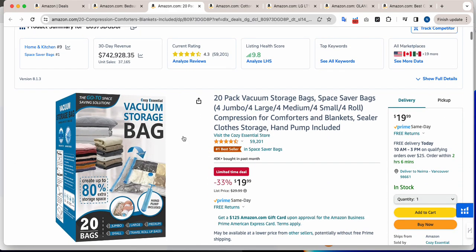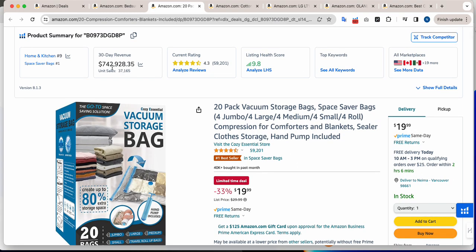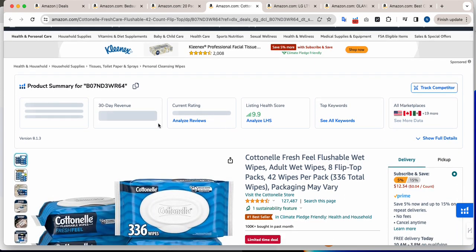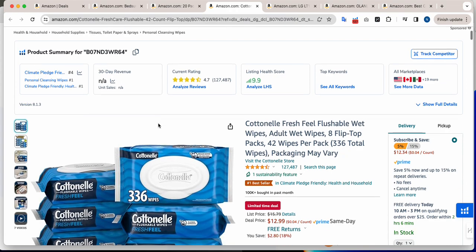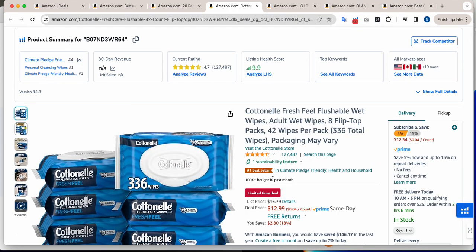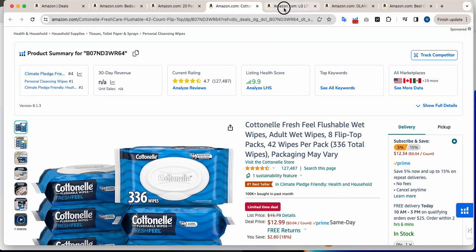All right, here's another one, $19.99, 37,000 units per month, gets you about $740,000 in 30-day revenue. And just a few more, it's loading up here. Some of these become NA. Generally, the ones that have lots of sales reviews. And NA means these numbers are very high.